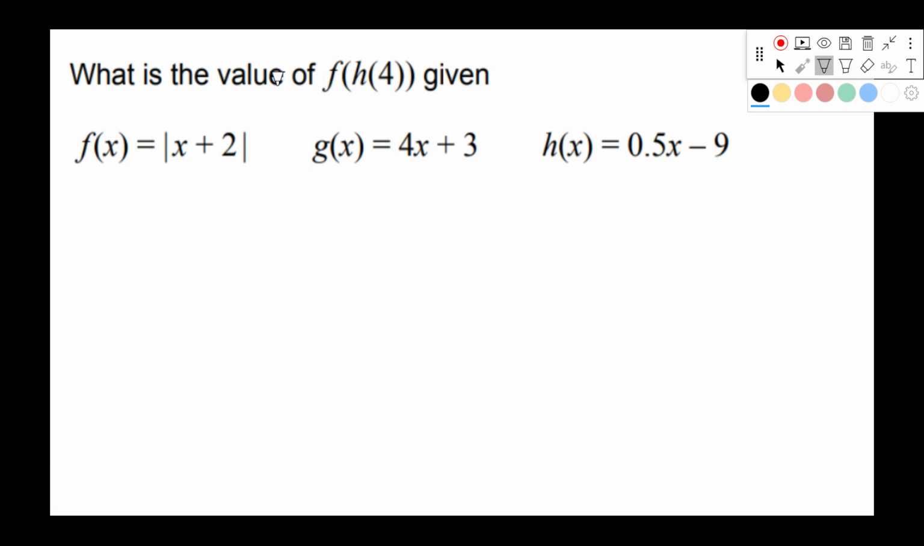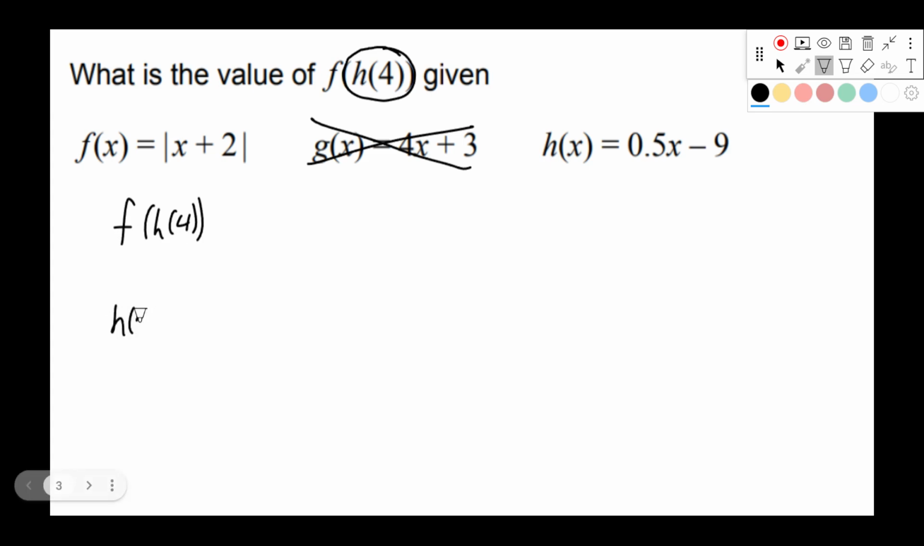Okay, so I want to know what the value of f of h of 4 is given these three functions. Now, g of x we're not going to need here because we want to know f of h. That doesn't have anything to do with g. The way this works is you start with the inside function. The inside function is h of 4. So the first thing we're going to do is calculate h of 4. We just put 4 in for x: half of 4 minus 9. So that's 2 minus 9, which is negative 7. So h of 4 is negative 7.